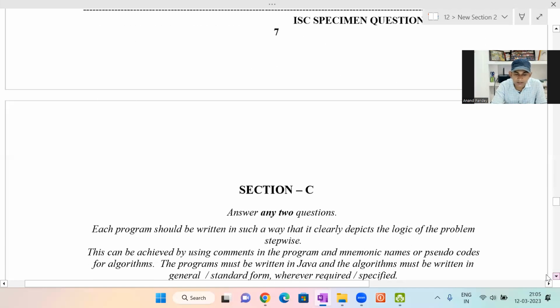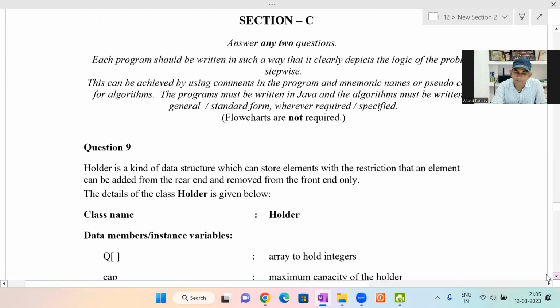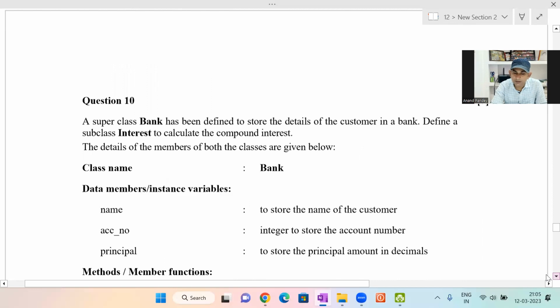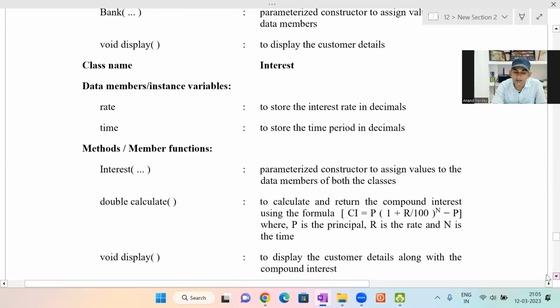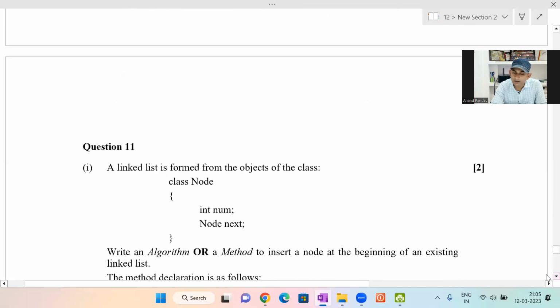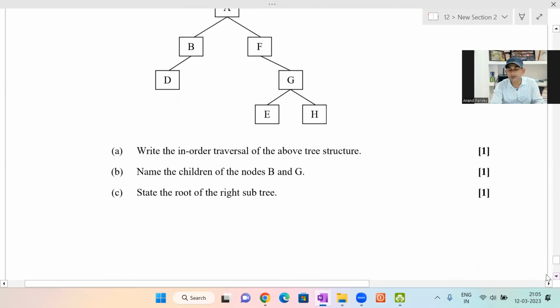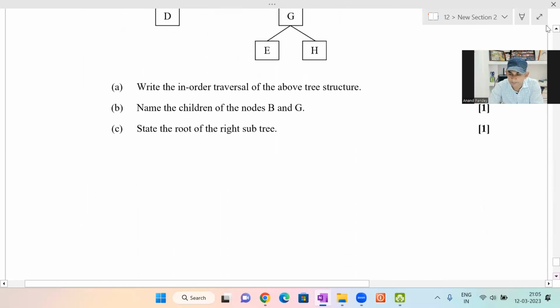And in section C, here also we have 3 questions: question number 9, question number 10, and question number 11. Out of these 3 you have to attempt only 2, each of 5 marks. So total 50 marks for part 2.